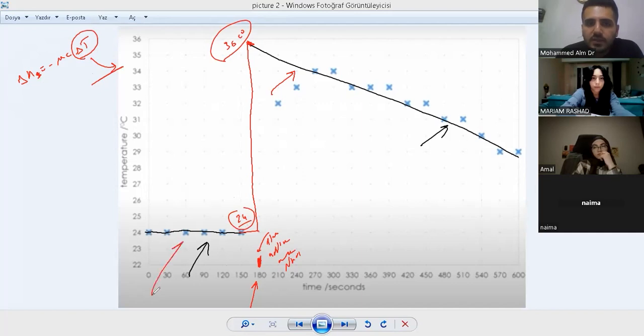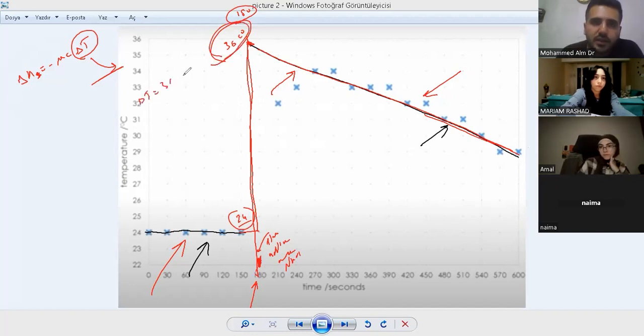Draw a line of best fit here from these points, and we see where this line of best fit reaches at 180 seconds. So we reach this point. That's it. The temperature here is 36. So delta T equals 36 minus 24, which is equal to 12. Okay, this is, guys, delta T.